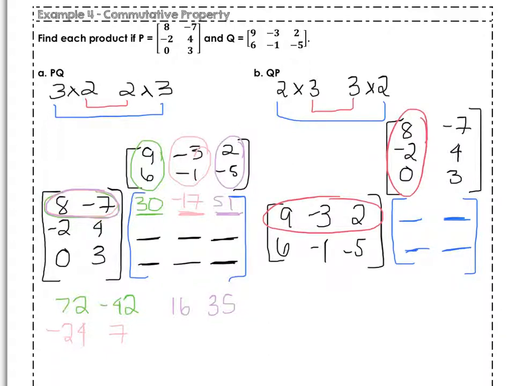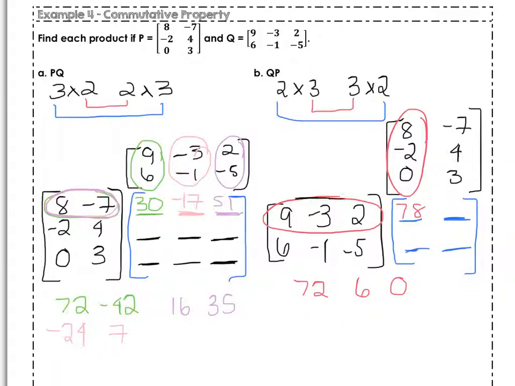We're going to have 9 multiplied by 8. That gets me 72. Negative 3 multiplied by negative 2 gets me positive 6. And then we have 2 times 0, which is just 0. So 72 plus 6 gets me 78.